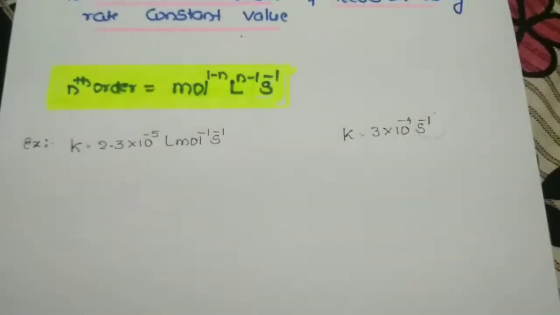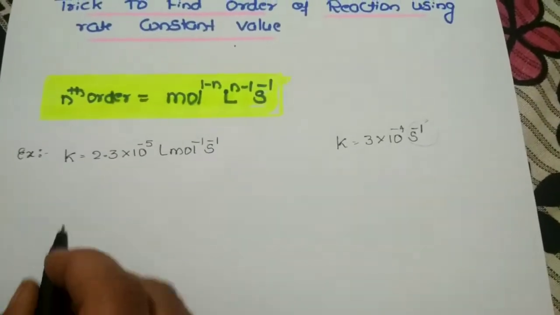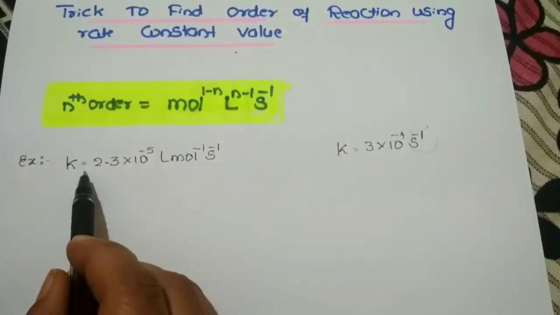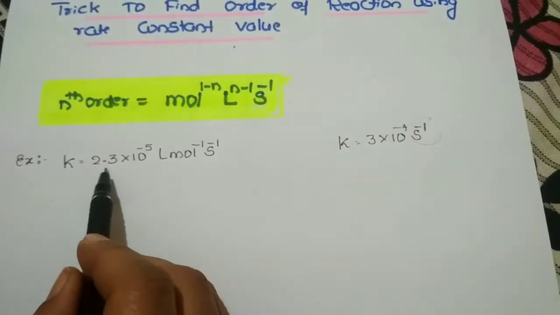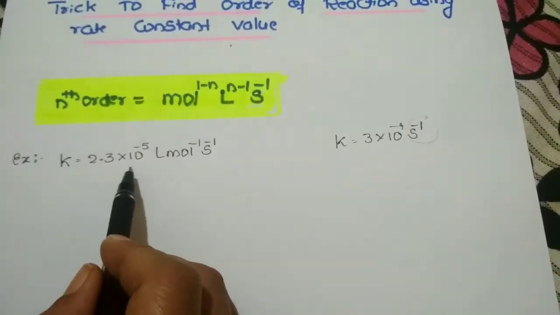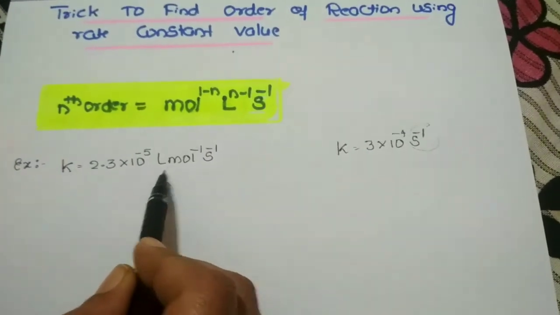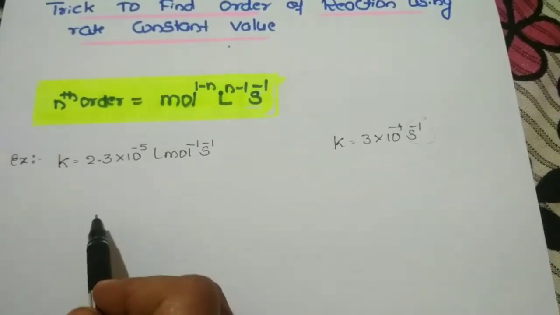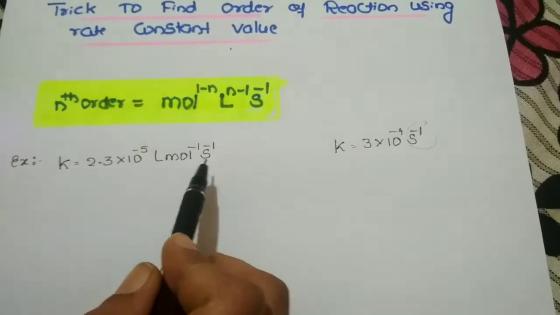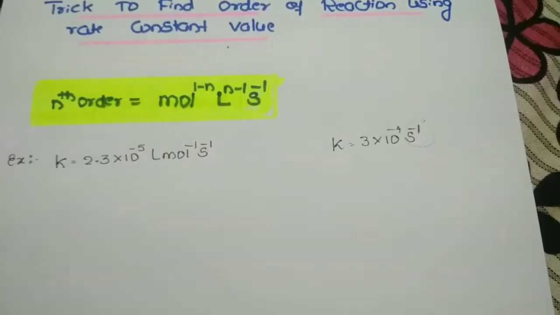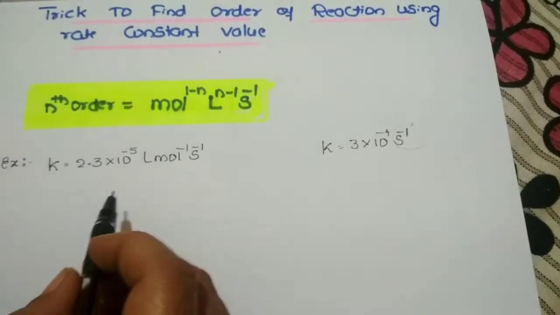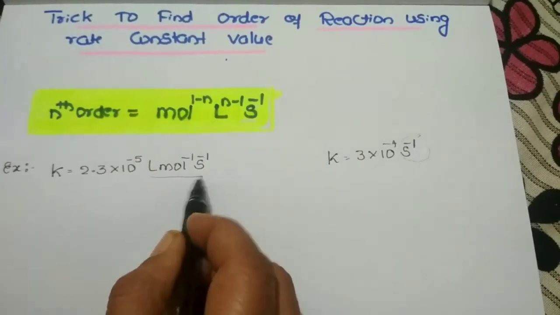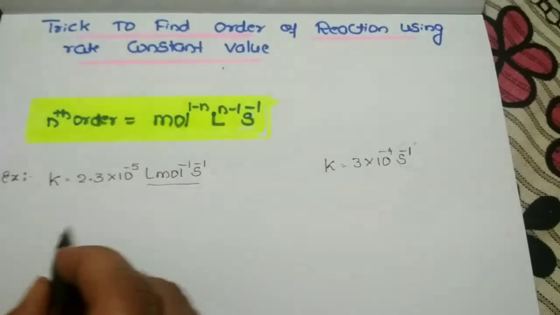Now let us see how we can find out. Let us take the value that is given. The rate constant value is given, that is 2.3 into 10 power of minus 5 liter per mole per second. You need to find out what is the order of a reaction. It's quite simple. Just see what I'm going to do. I'm going to take the unit they have given over here.